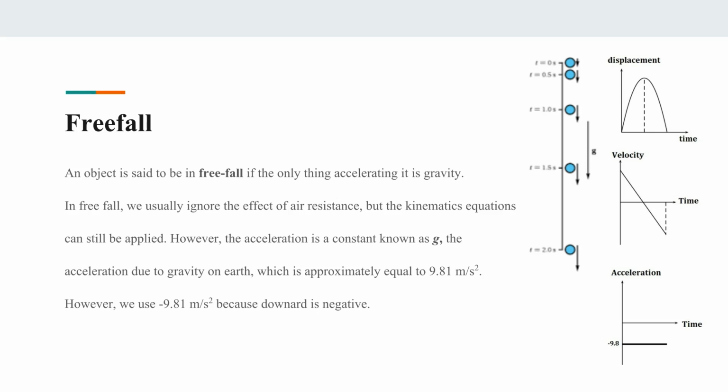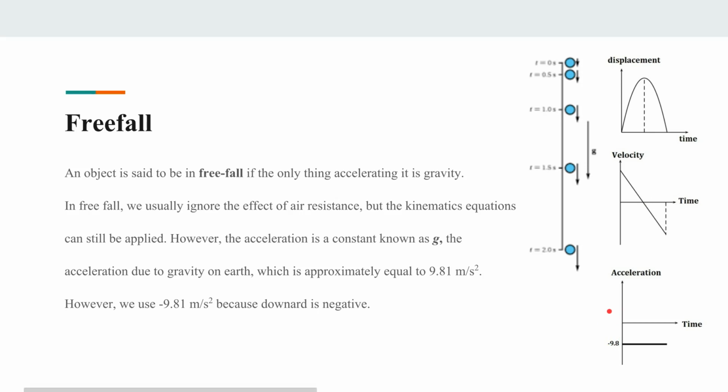So as you can see, we're going to ignore air resistance. These arrows represent the velocity. So this is like zero velocity. It's increasing. That's just g, the acceleration, accelerating this ball downward. And you can see the displacement, velocity, and acceleration graphs.